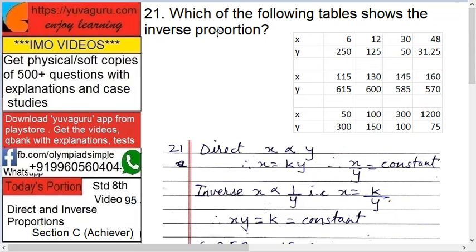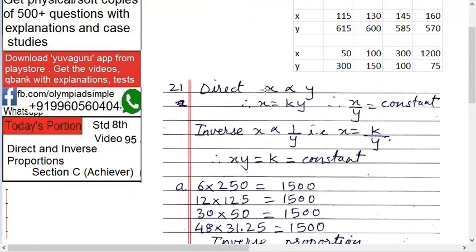We want proportion here. Inverse means, if one moves in a positive direction, the other must move in a negative direction. One becomes greater, the other one should become less. Direct means x is directly proportional to y: if one increases, the other increases. Inverse means if one increases, the other decreases. It means x is inversely proportional to y. This is a sign of inverse.